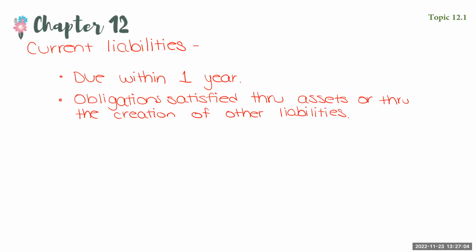So eventually we have to pay off these obligations. How are we going to pay them off or satisfy them? By sacrificing or paying off assets, normally cash, or by paying off those obligations with other liabilities.